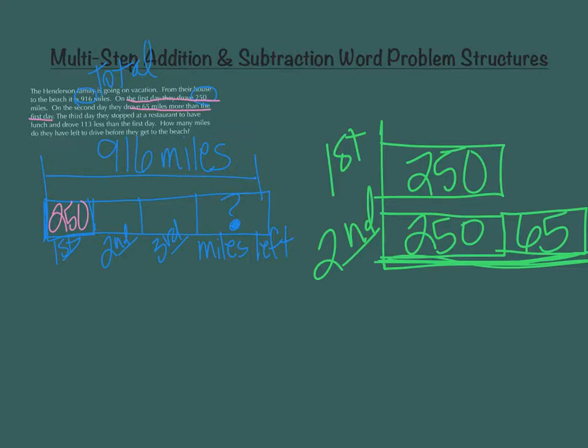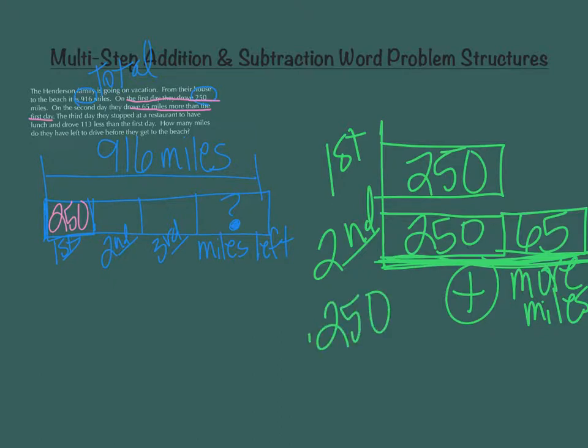That's right, because this was 65 more miles than the first day. So in order for me to figure out how many on the second day, I am going to what? That's right, add. And remember, whatever I write, you write. So let's figure this out. What is 250 plus 65?